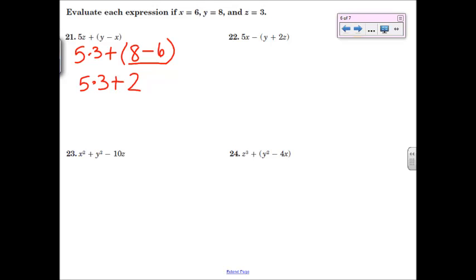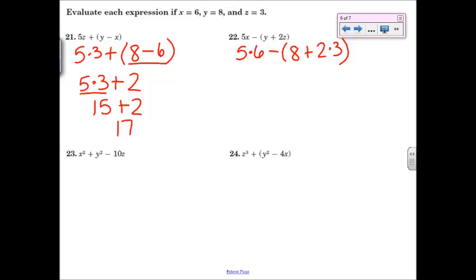I don't have any exponents. I do have multiplication. 5 times 3 is 15, plus 2, and my last step is addition. So 15 plus 2 is 17. In number 22, I have 5x minus, in parentheses, y plus 2 times z. So the first thing that I'm going to do is plug in those numbers. So 5 times x is 6 minus y is 8 plus 2 times 3.